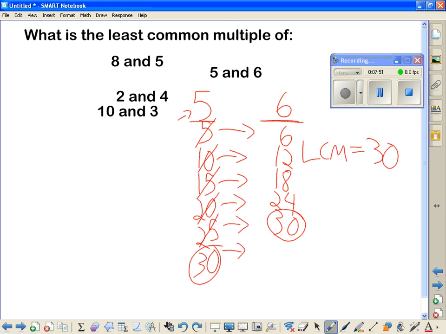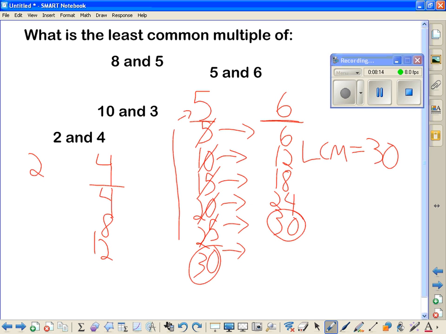As you can see, it gets pretty simple. You can go pretty fast. And sometimes you can even figure out the answer without even listing multiples, such as with 2 and 4. Right? I can do the problem the same way I just did it. I'll underline the biggest number. Start listing multiples of 4. 4, 8, 12, 16.